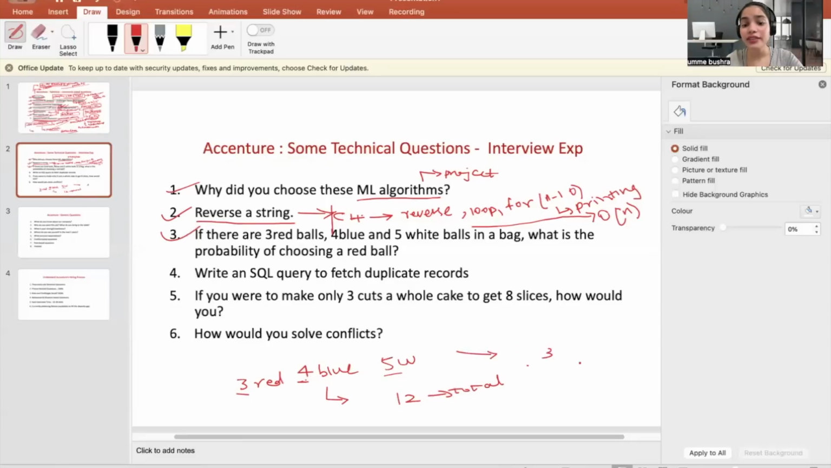3, right? Divided by total balls. How many balls do we have here in total, which is 12. So, if you do the math, it is 1 by 4. So the answer to this is 1 by 4.